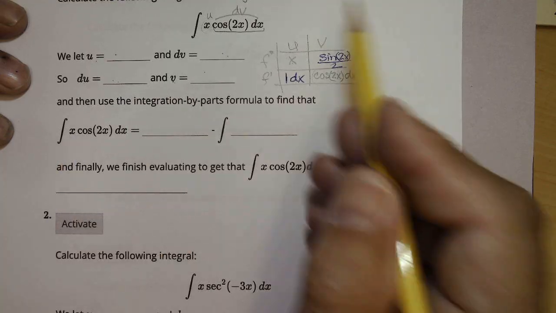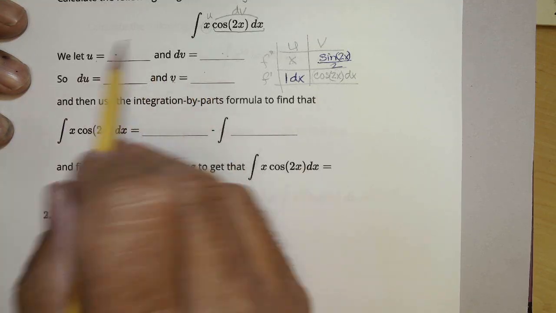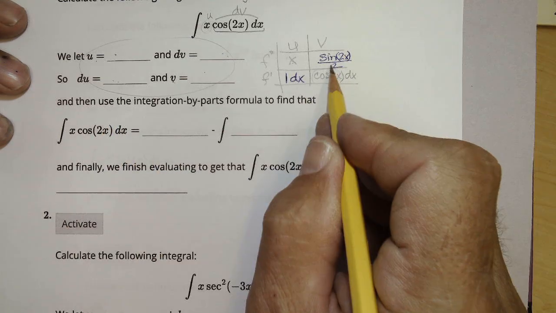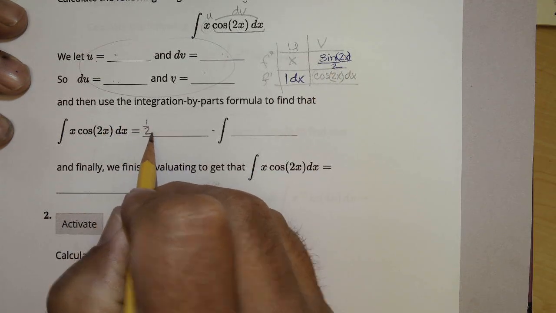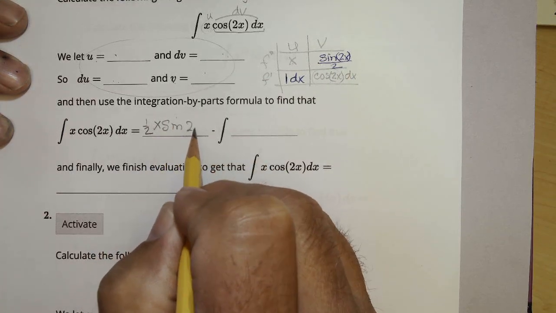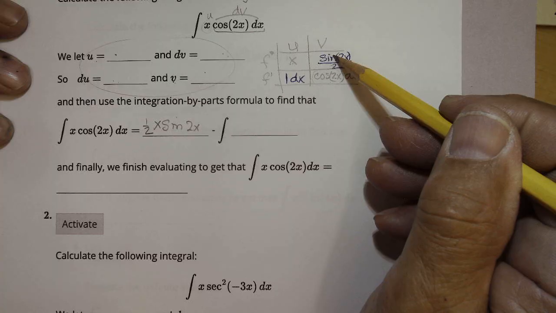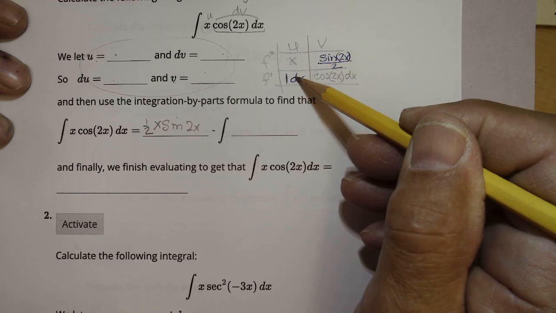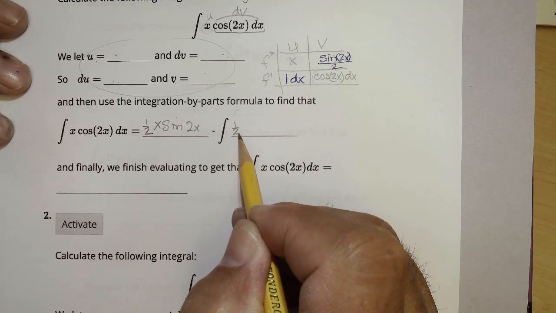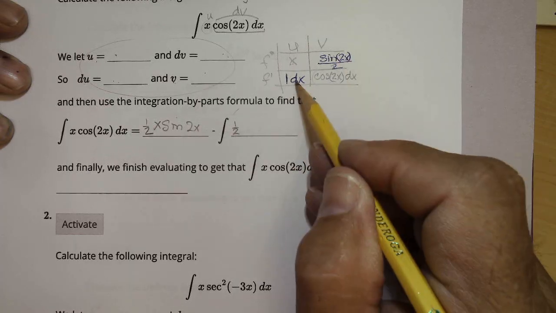So we're going to do u times v, x times this one times this one. They're the diagonals in a table like this. Here it's u times v, the top row, so that's 1/2 x sine 2x, minus the antiderivative of v du. So that's going to be 1/2 times 1 sine of 2x dx.